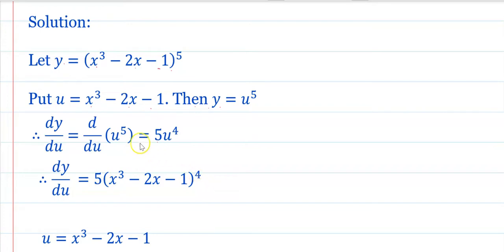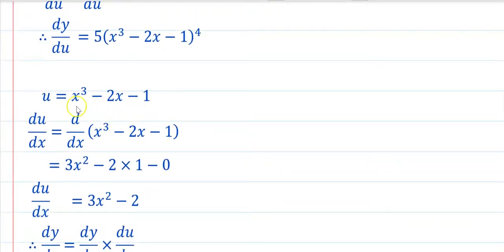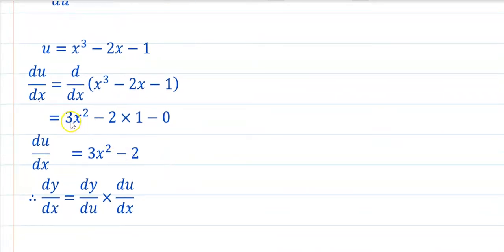आता next, u is equal to x cube minus 2x minus 1 इथे आपण हे कन्सिडर केलं. मग त्याचा डेरिव्हेटिव्ह with respect to x करणार याचा डेरिव्हेटिव्ह. Therefore, du by dx is equal to ddx of x cube minus 2x minus 1. But what is the derivative of x cube? Is 3x square. Derivative of 2 into x, derivative of x is 1, derivative of 1, which is a constant, its derivative is 0. Okay. Therefore, you will get 3x square minus 2.